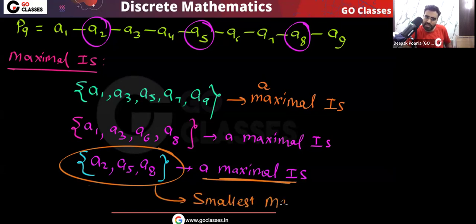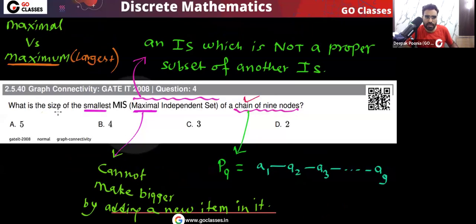This is the smallest maximal independent set. Okay, I hope you understood this. So for P9, what is the size of the smallest maximal independent set? That is 3. Yes or no? So here the size is 3. So the answer will be 3. Okay, very simple. I hope you understood.